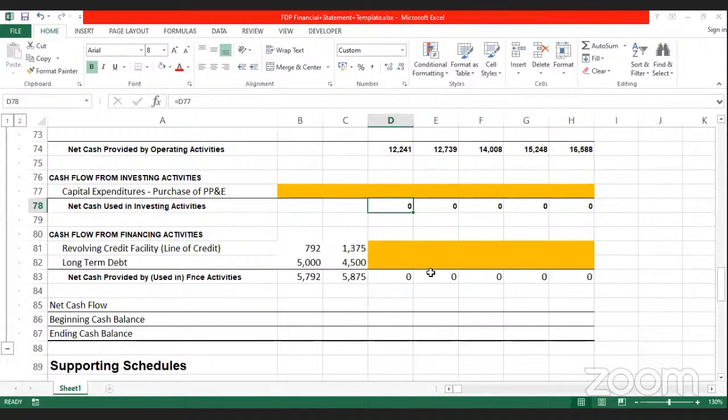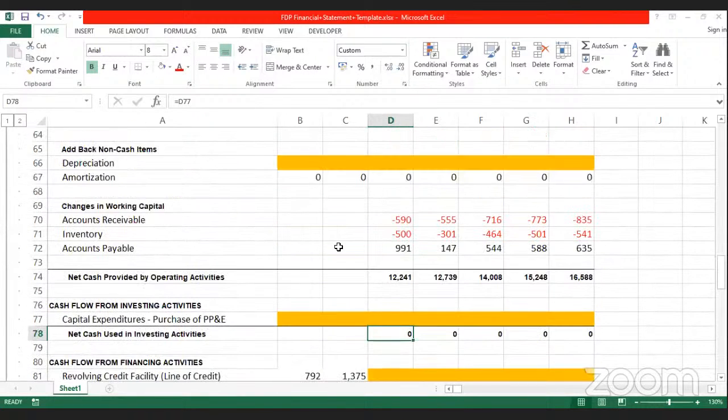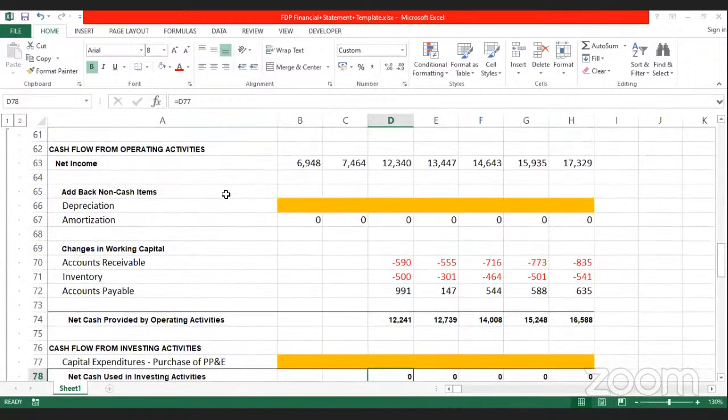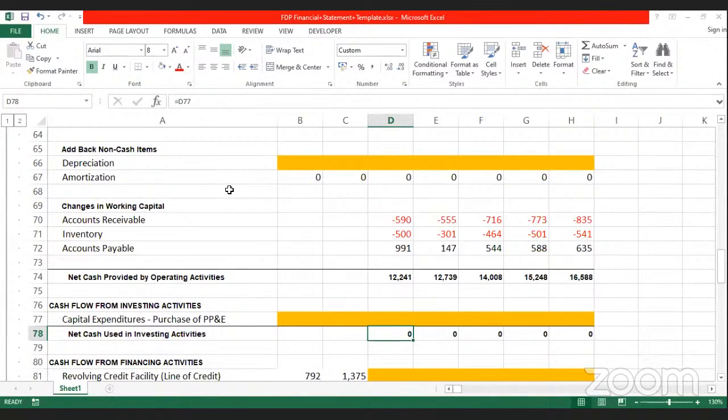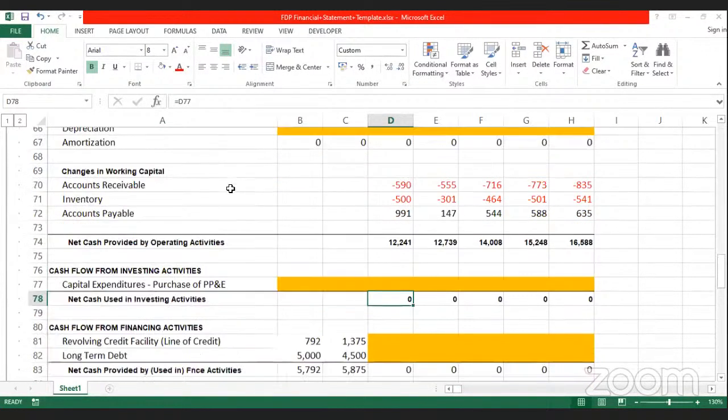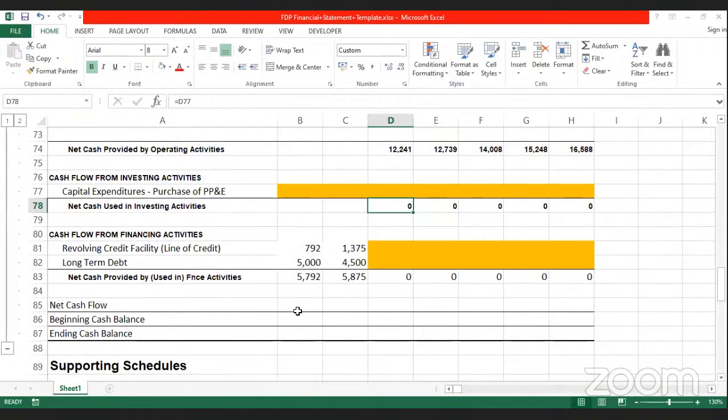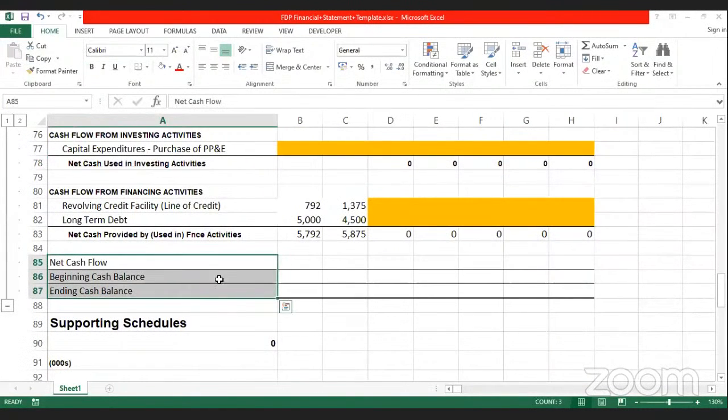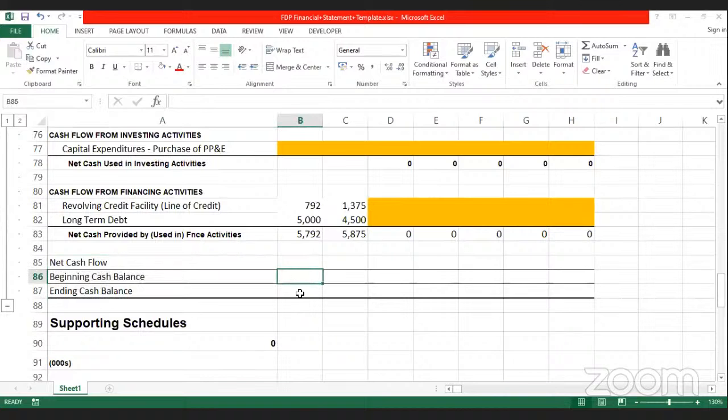So as of now, we are done with your cash flow statement of operating, your investing activities, and your financing activities. So these are 3 important things which we should consider now. So what are these? First is net cash flow. Then we have to understand what is the beginning cash flow and the ending cash flow.